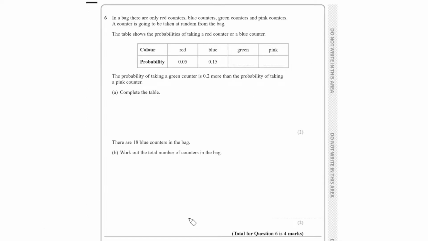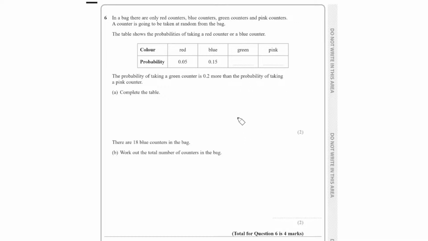Okay, question 6. So, in a bag, there are only red counters, blue counters, green counters, and pink counters. The counter is going to be taken at random from the bag. The table shows the probabilities of taking a red counter or a blue counter. So you can see, obviously those are the ones they filled in. The probability of taking a green counter is 0.2 more than the probability of taking a pink counter.